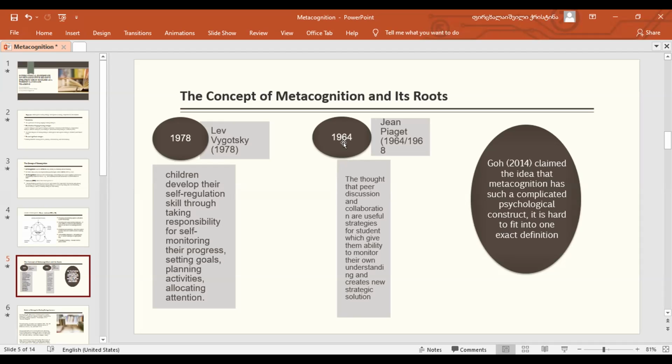And in 1964, Jean Piaget thought that peer discussion and collaboration are useful strategies for students, which gives them the ability to monitor their own understanding and create new strategic solutions. So more or less, I have discussed many definitions and many classifications. Going in 2014 claimed that the idea that metacognition is a psychological construct, it is hard to fit into one exact definition.